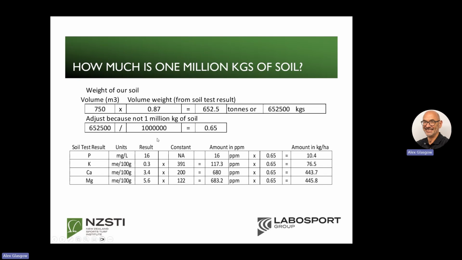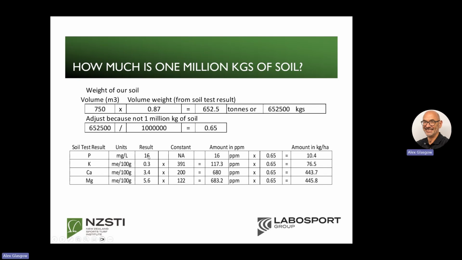We then have to make an adjustment because we don't have 1 million kilograms of soil. We have a proportion of that. We need to adjust our numbers to give us the right amounts. And so to get our adjustment factor, so to speak, we divide 652,500 by 1 million. That gives us 0.65, and we use this to do this calculation, and I'll just go through the calculation for this actual soil test result.